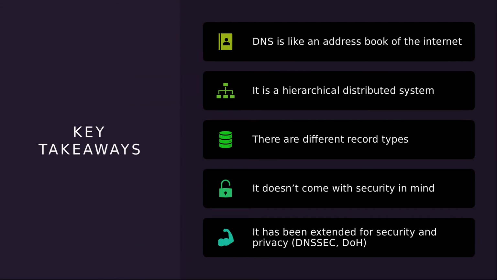Okay. So, what do we know now? Well, we know that DNS is this big distributed hierarchical system that holds mappings between domain names and IP addresses and also other information that we have not talked about. But yes, it's this big address book. There are different record types. By default, it is not really secure, but you can use DNSSEC and DNS over HTTPS to add these 2 layers of security. Okay?